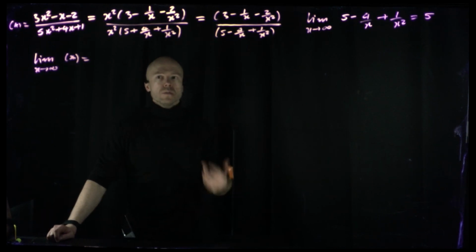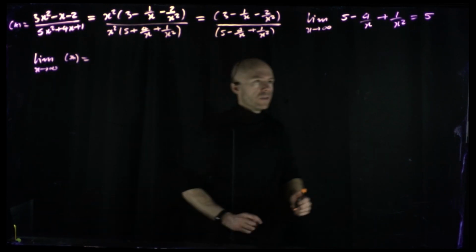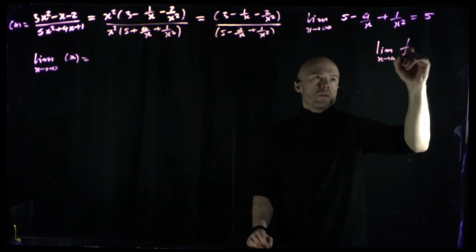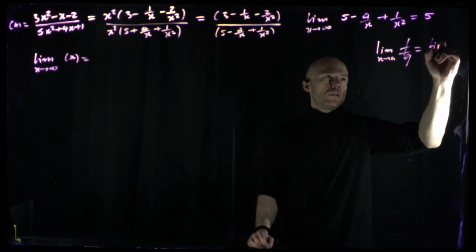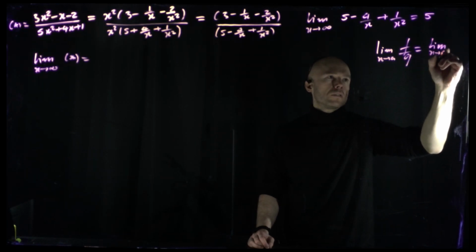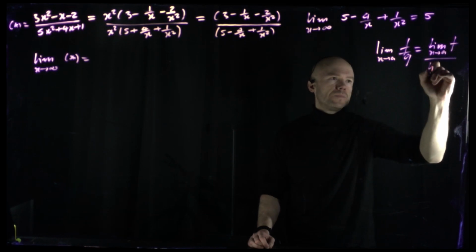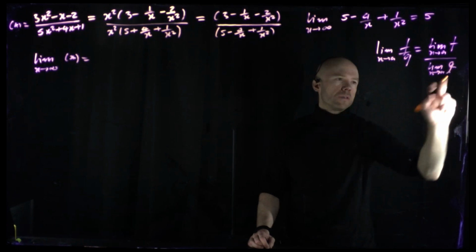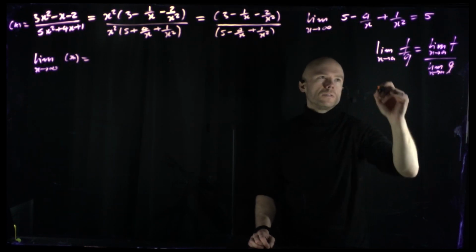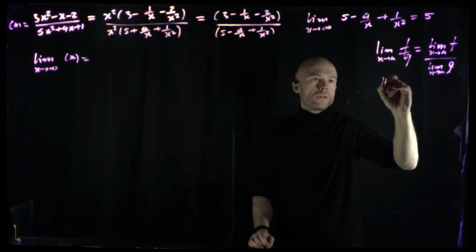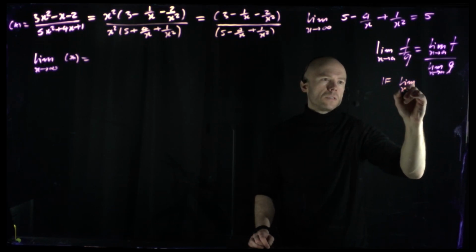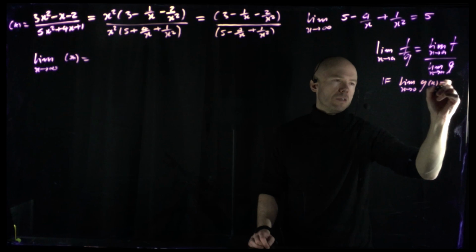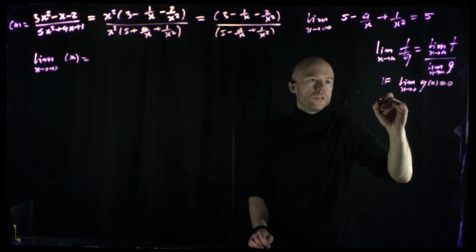And by the quotient rule for limits, when we have the limit of f over g, this was equal to the quotient of the limits, so long as the bottom limit is non-zero. This is g. Yeah? If the limit as x tends to infinity of g of x is not equal to 0, right? This is the quotient rule for limits.